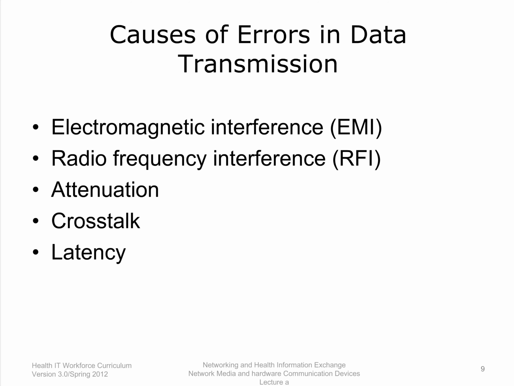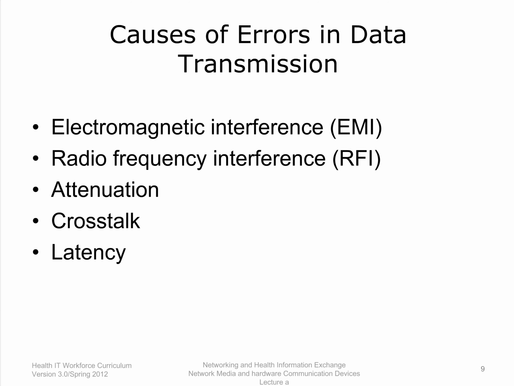Electromagnetic interference, EMI, and radio frequency interference, RFI, are caused by motors, power lines, fluorescent lights, radio or TV tower signals, or any other source of electrical or radio signals. EMI interferes with signals that are being sent electronically across copper cables, and RFI interferes with wireless signals.